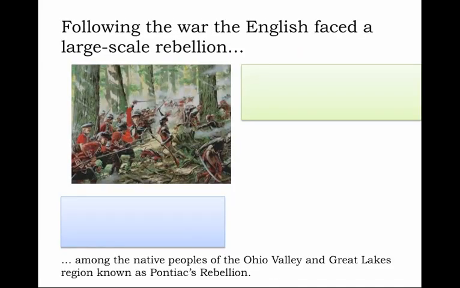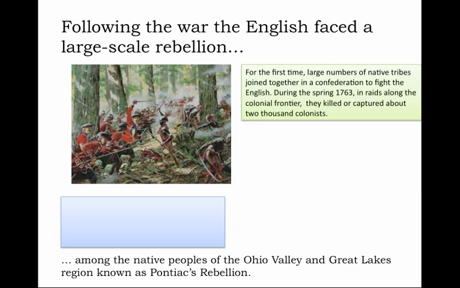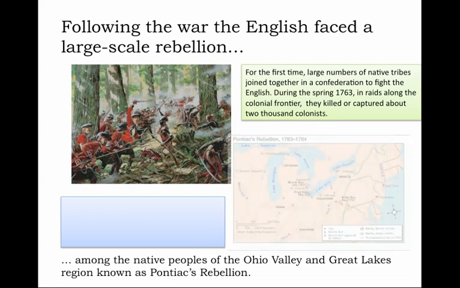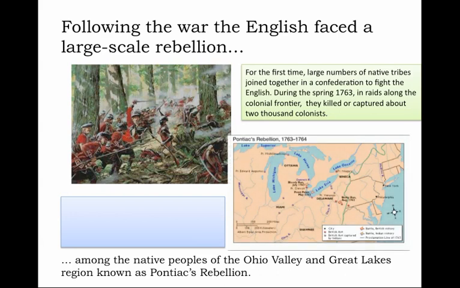Following the French and Indian War, the English faced a large-scale rebellion. For the first time, large numbers of native tribes joined together in a confederation to fight the English out on the western frontier. During the spring of 1763, in raids all along that colonial frontier, the Ohio Valley and Mississippi River Valley, native people killed or captured about 2,000 colonists. Here you can see a map of that frontier region that ran basically from the Great Lakes and the Ohio River Valley all throughout this northwestern part of the Mississippi River Basin.